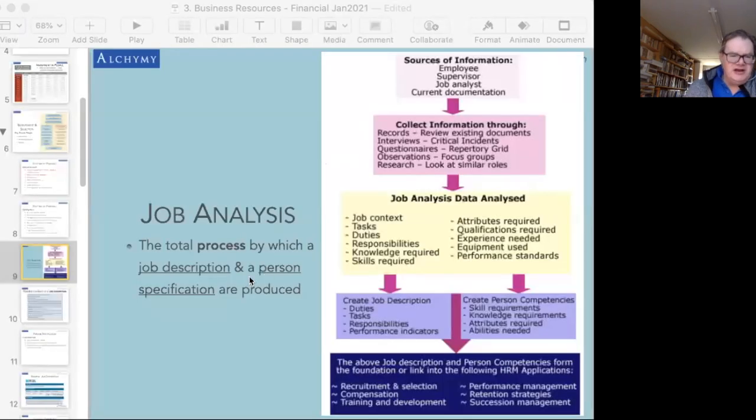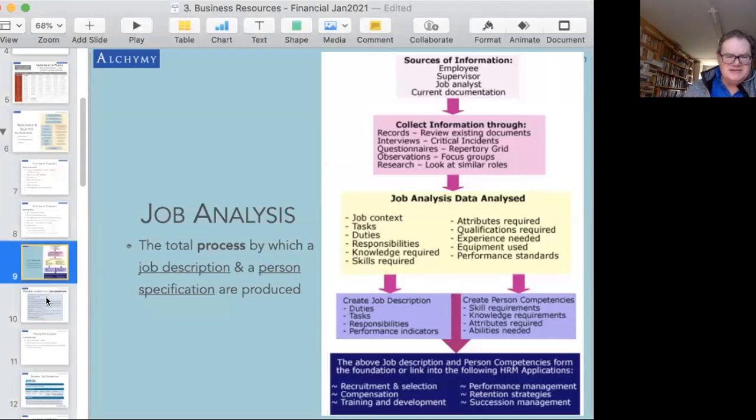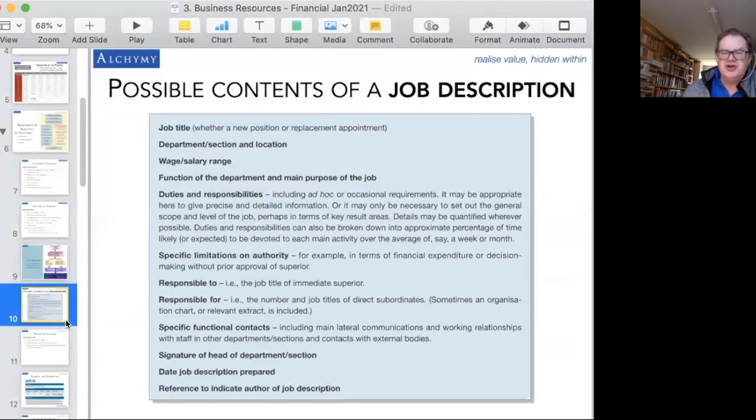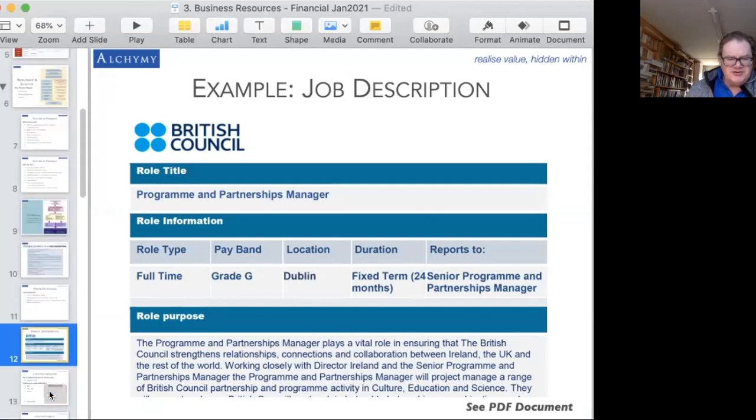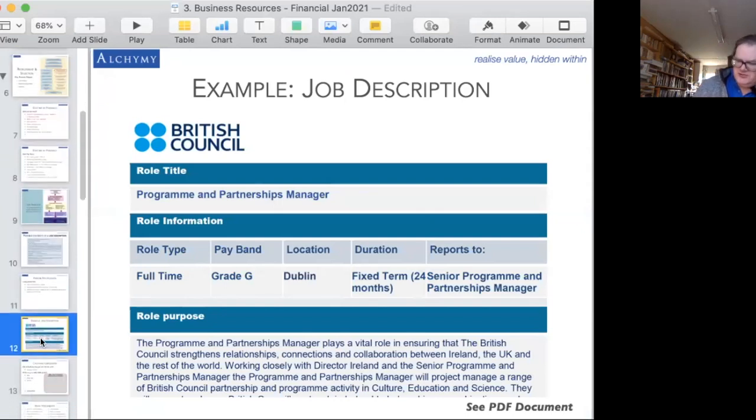So when we look at job analysis, we're looking to create some sort of job description, like here. Here's an example of a job description. Here's another one for a British Council job in Dublin, Program Partnerships Manager. Some role information, the role purpose, and so on. I'm going to add this to the Google Classroom so you can look at it.